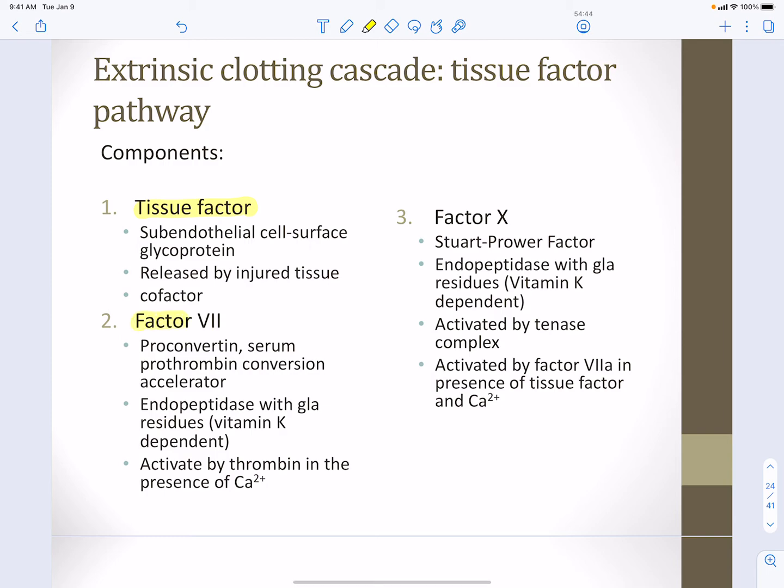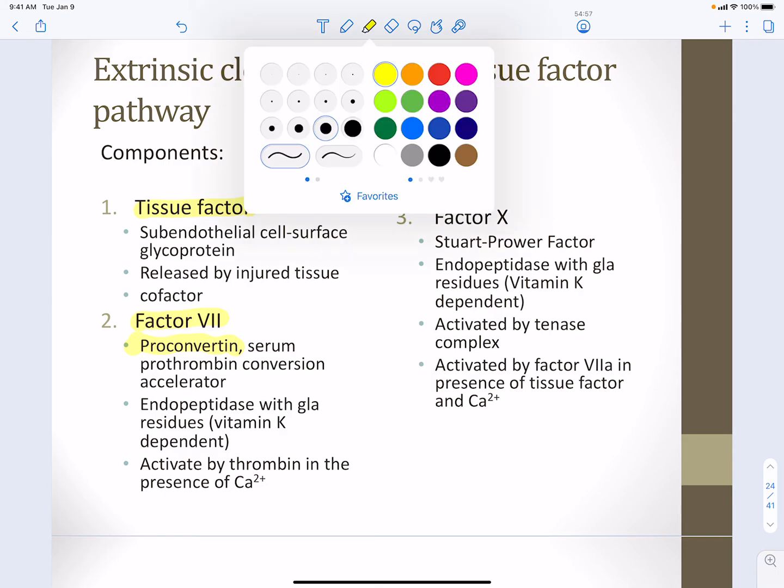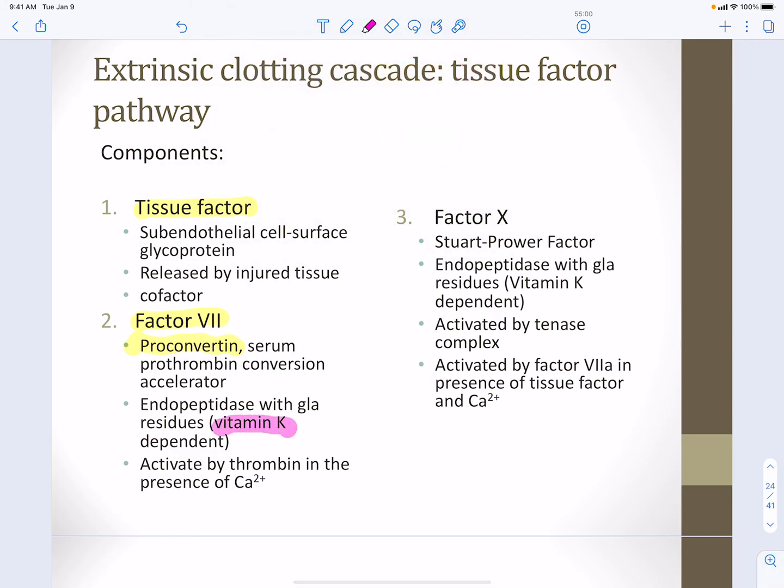And then you have factor 7, which is known as proconvertin. This is an accelerator of the conversion of prothrombin. It's an endopeptidase. It is vitamin K dependent, and it also has a need for calcium as well. We also have factor 10, Stewart-Prower factor, same factor. So both intrinsic and extrinsic are going to converge on factor 10. This is activated again by that 10-ACE complex and also can be activated by tissue factor and calcium, which is what we're going to be talking about.